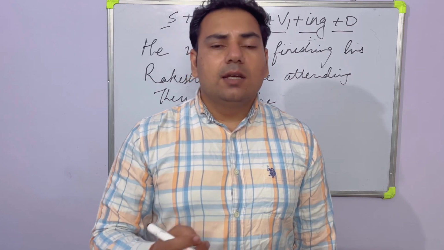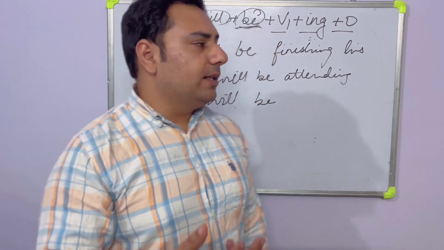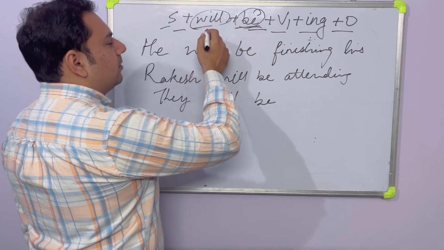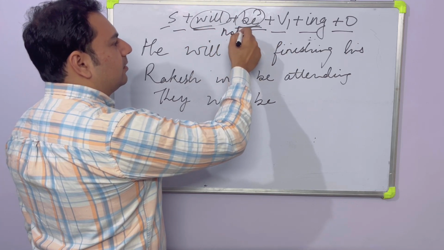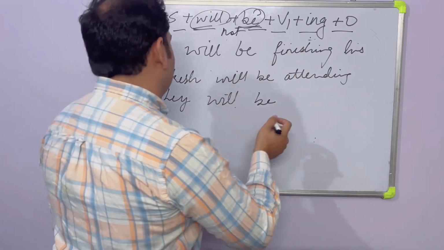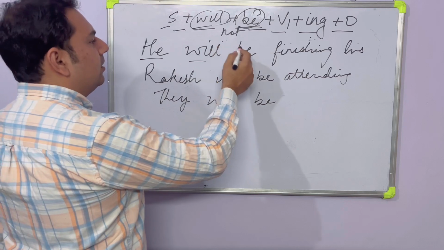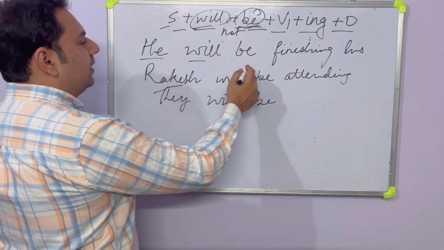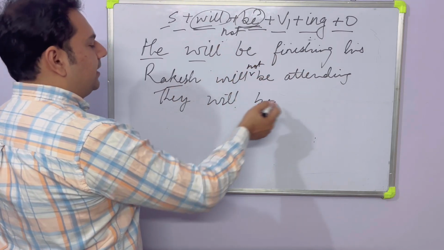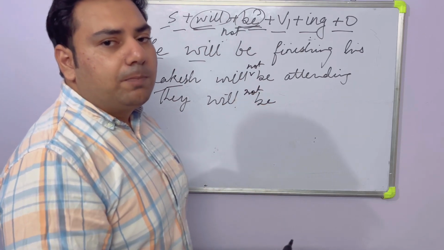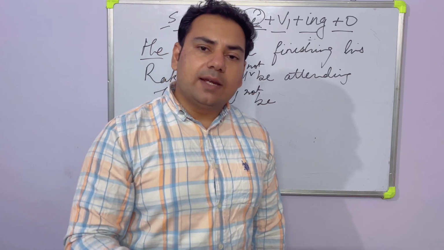They are very easy. Now let's make the negative one, and even in the negative one you can just add subject plus will not plus be. Okay, so as I have created he will be, so he will not be finishing his work. Rakesh will not, okay, be attending. They will not be coming or going to the party. So this is how you can create the negative sentences.